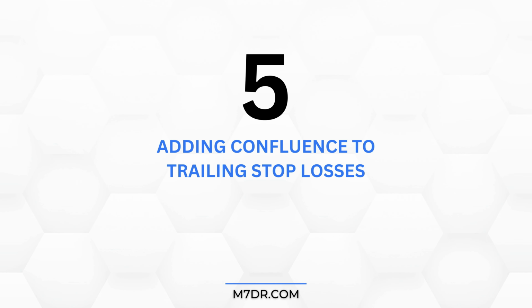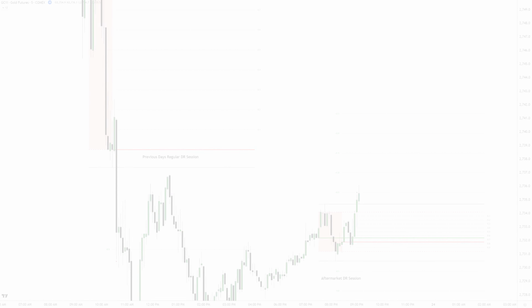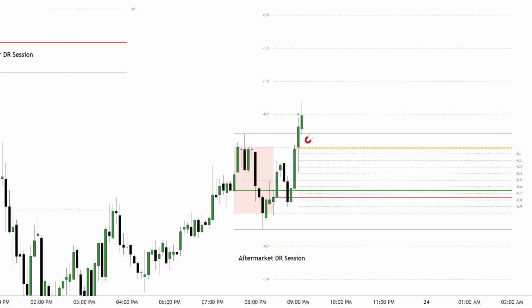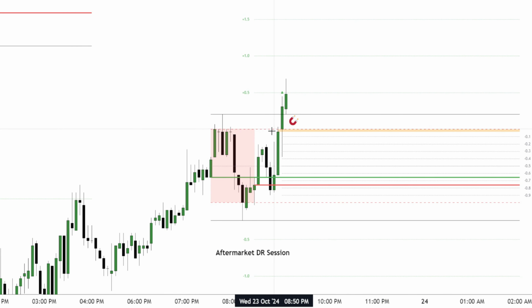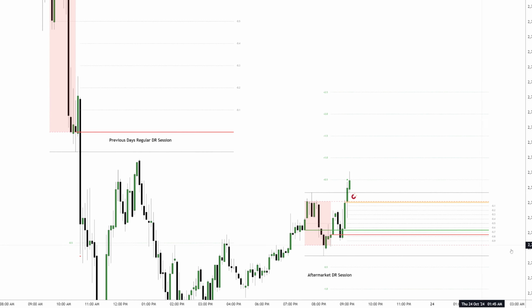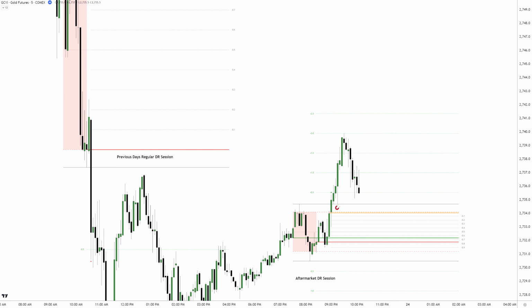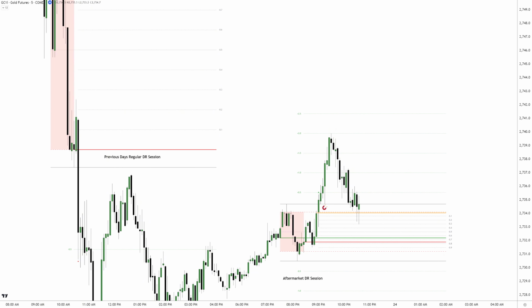In the next example, we will use open volume imbalances as extra confluence to trail stop losses and maximize profits. Price confirmed longs in the aftermarket DR session, leaving an open WIB with the confirmation candle. This WIB was rebalanced and offered a potential entry along with some IDR high rejections and the next standard deviation level as the minimum target.